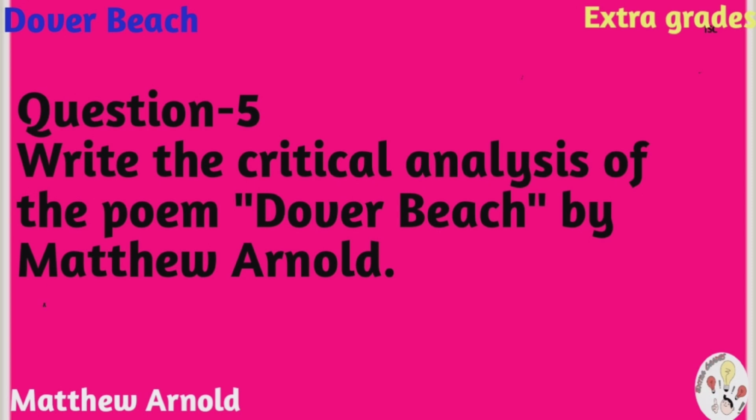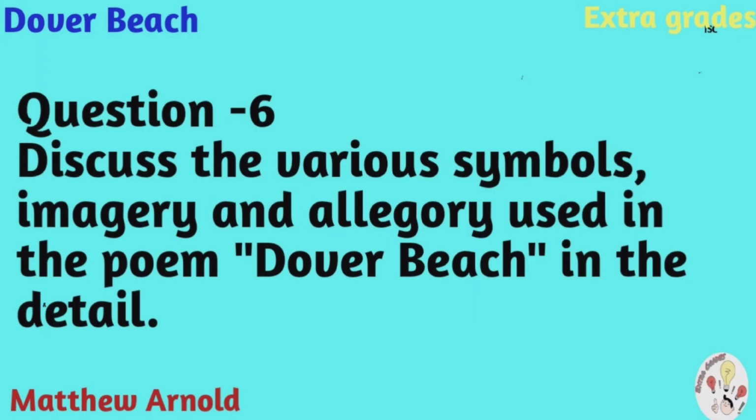Various literary devices are used in the poem like enjambment, visual and auditory images, simile, metaphor, assonance and alliteration. So children, now I move towards question number 6. Discuss the various symbols, imagery and allegory used in the poem Dover Beach in detail.